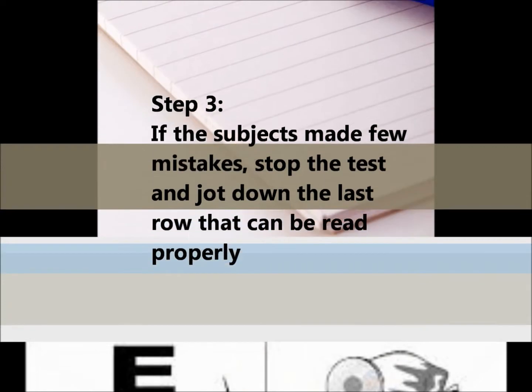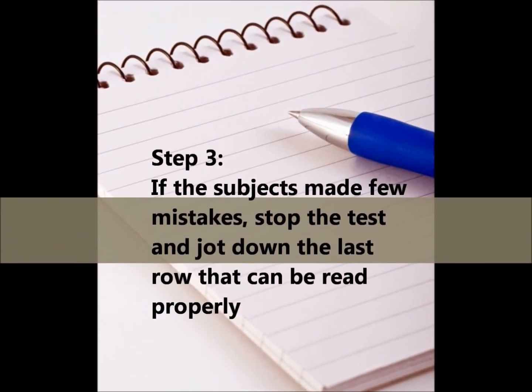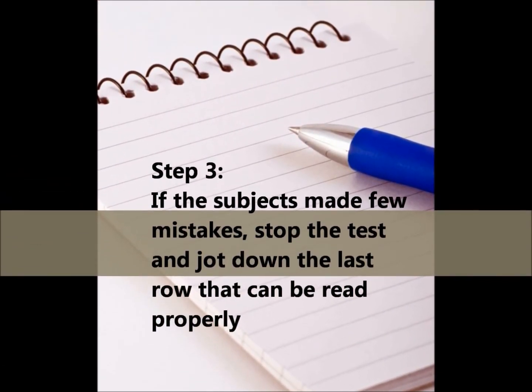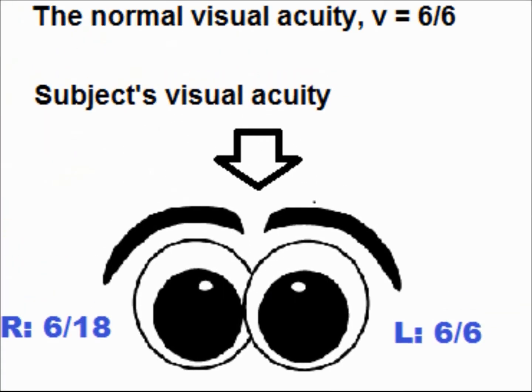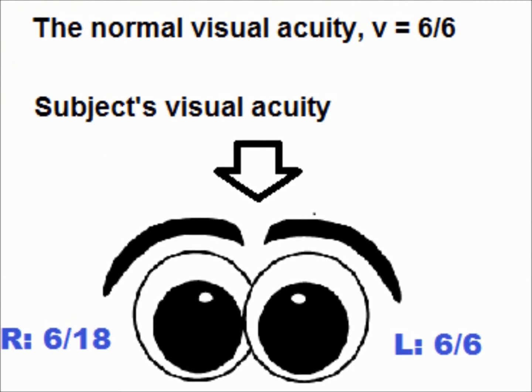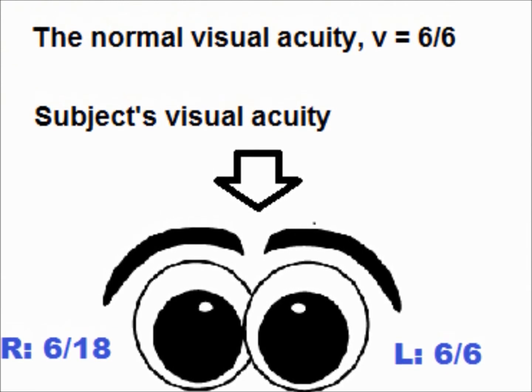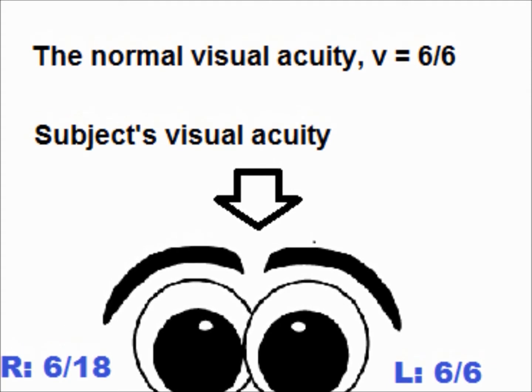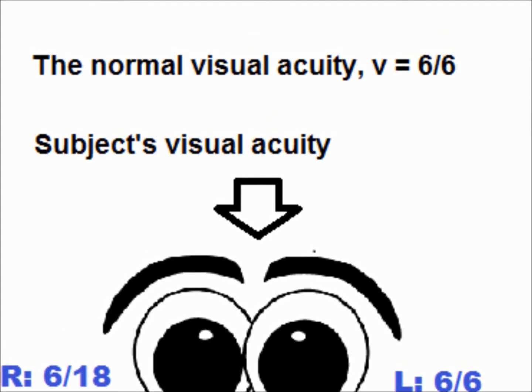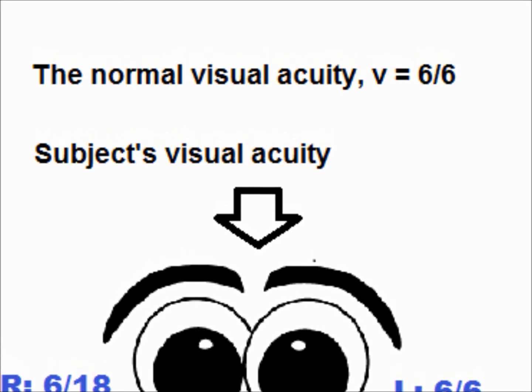Step 3. If the subject made a few mistakes, stop the test and jot down the last row that can be read properly. Results. The vision acuity of our subject is 6/18 for the right eye and 6/6 for the left eye. The normal visual acuity is 6/6.